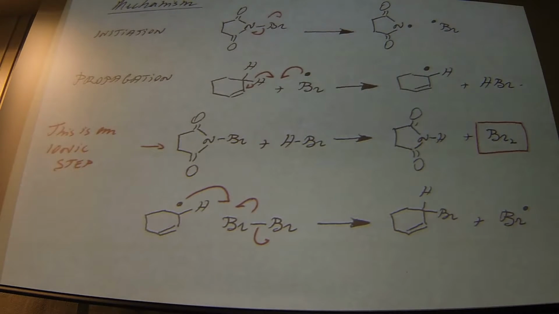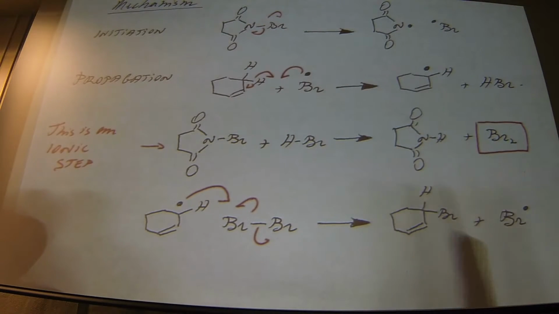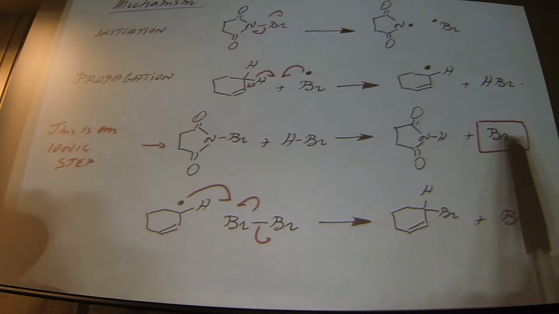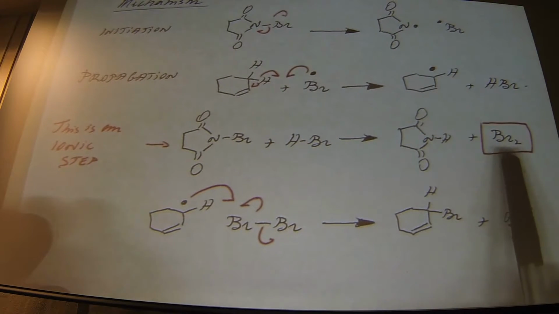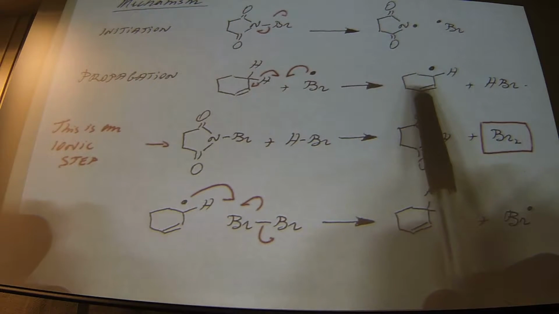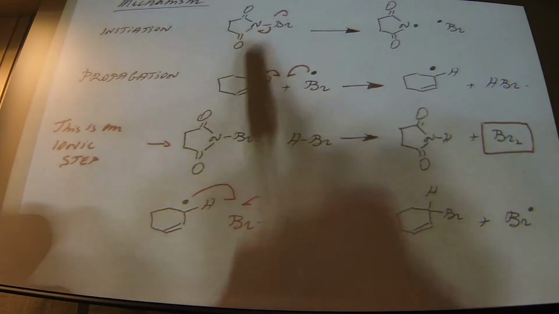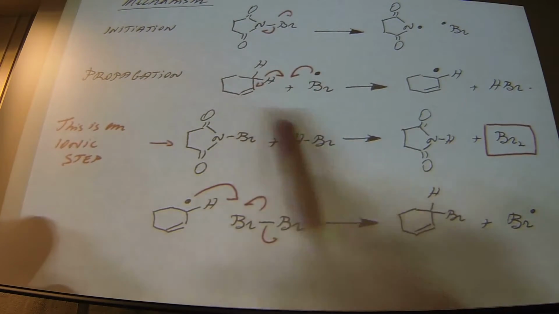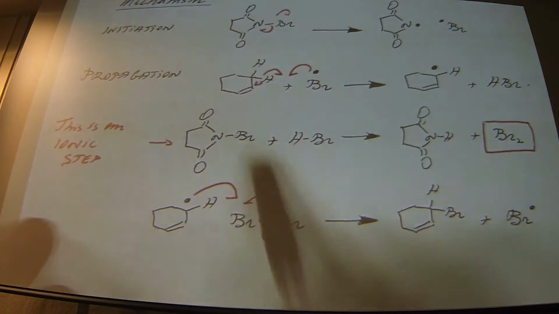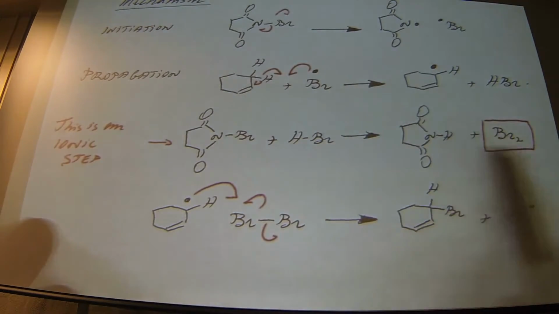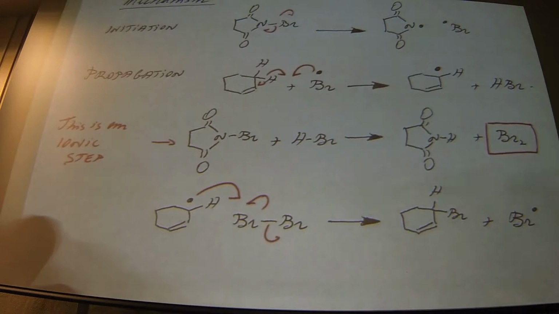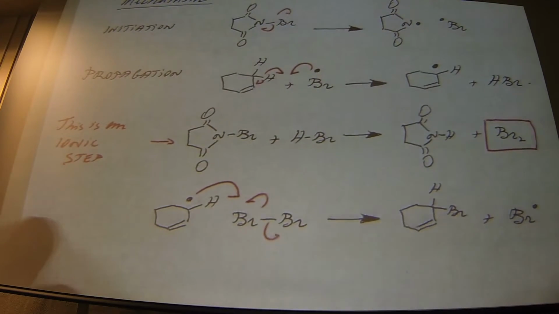So notice that this ensures that you end up with a very low concentration of bromine. Because the only time you get bromine is when you get a radical. The only time you get this radical is when you've had an initiation, when you go through the cycle. So you never generate lots of bromine unless you're doing this first step. So that keeps the bromine concentration low.